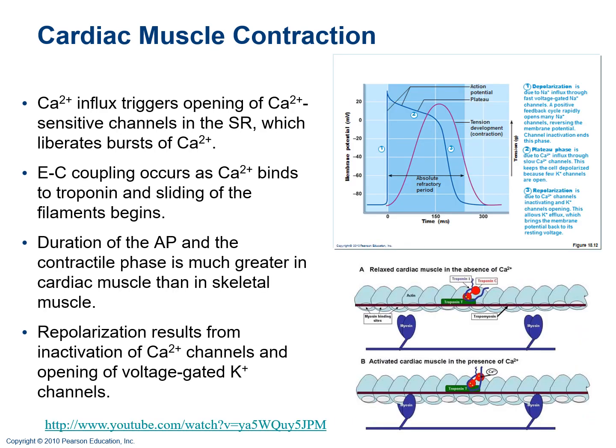This calcium influx triggers the opening of additional calcium-sensitive or calcium-responsive channels in the sarcoplasmic reticulum, which liberates greater bursts of calcium. So the excitation, the stimulation by an electrical current, coupled to the contraction, occurs as calcium binds to troponin, similar to what we see in skeletal muscle, and it pulls tropomyosin off actin, and the actin and the myosin can begin to interact.